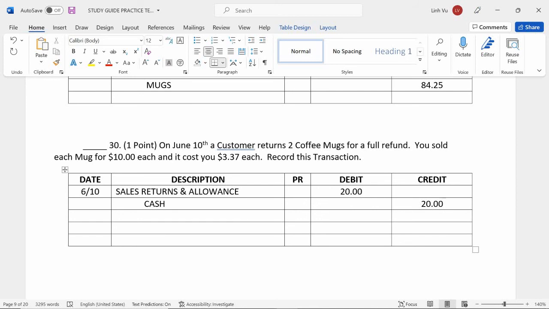Now in this case, the customer is returning the product because they wanted a full refund. So what's my assumption I have to do? Mugs and cost of goods sold. Yes. We have to put the coffee mugs back into my inventory. So cost of goods sold, and how much did it cost me per mug? $6.74. Okay, so then that's going to give me $6.74. Okay, good.